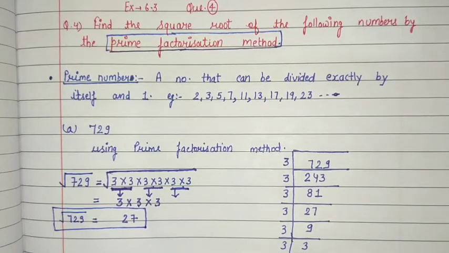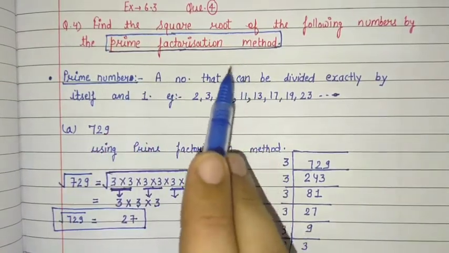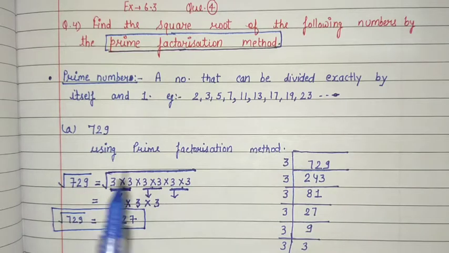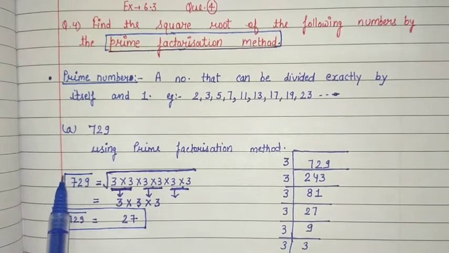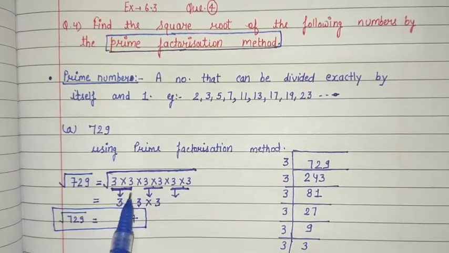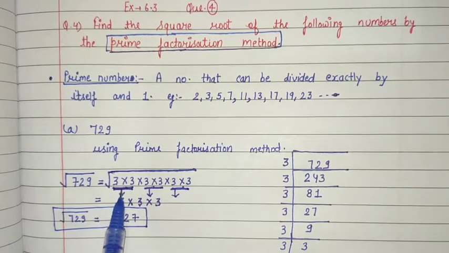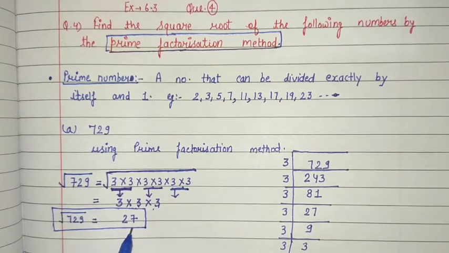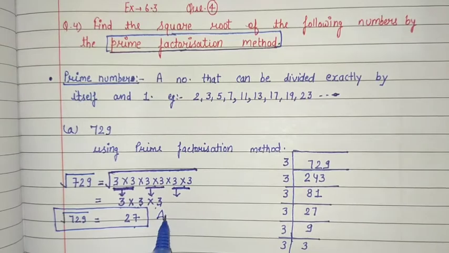Okay, so what we are doing in the prime factorization method: first we will do the prime factors of the number. After that we will write them in the square root sign, then make the pairs. Then from each pair we will take out one number, 3 multiplied with 3, and from this pair also 3. Then multiply: 3 into 3 is 9, 9 into 3 is 27. This is your final answer.